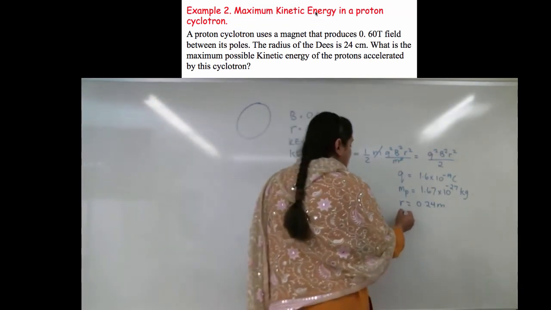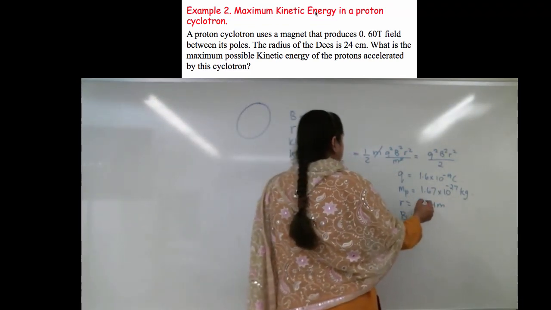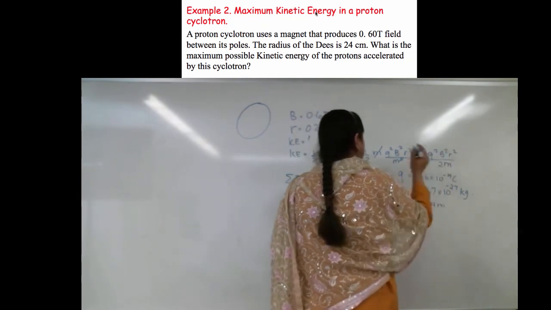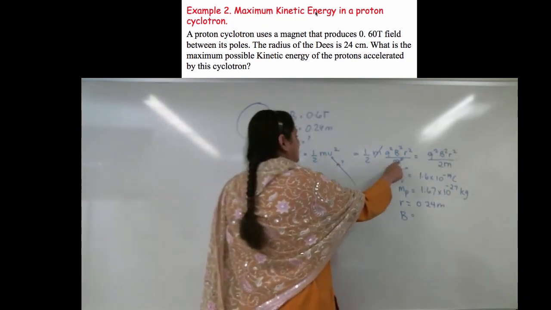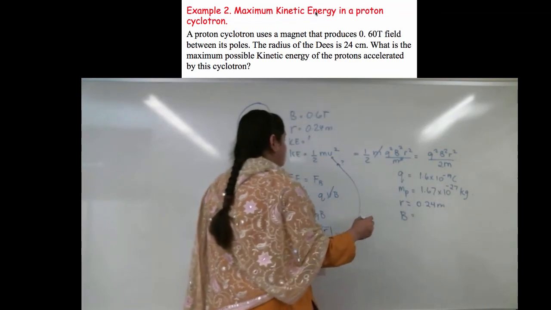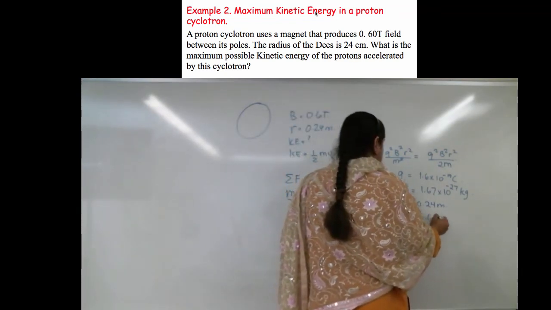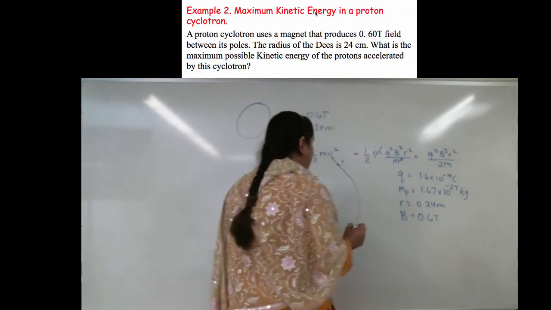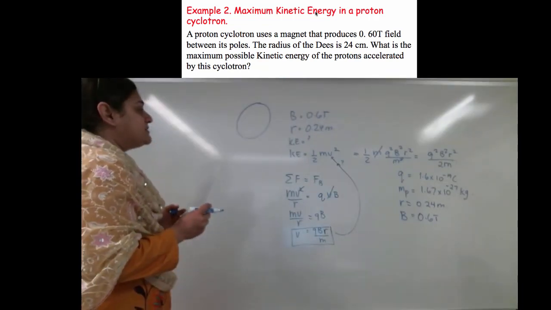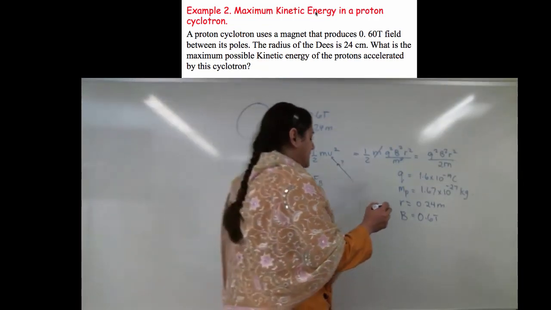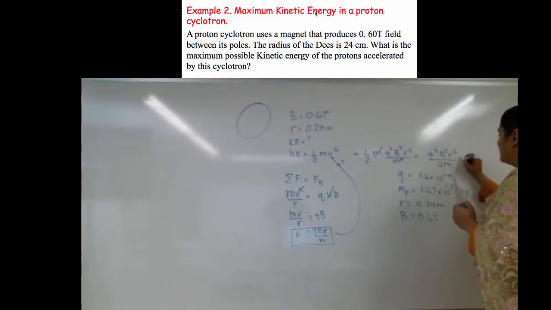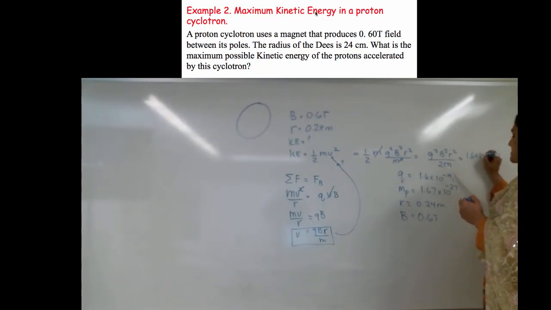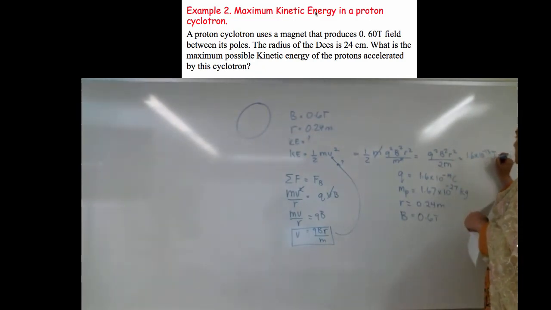And B you need also. Wait, I'm missing an m here. Okay, so there's an m missing here, and then B will be 0.6 Tesla. Plug all of those numbers in to give you kinetic energy equal to 1.6 times 10 to the minus 13 joules.